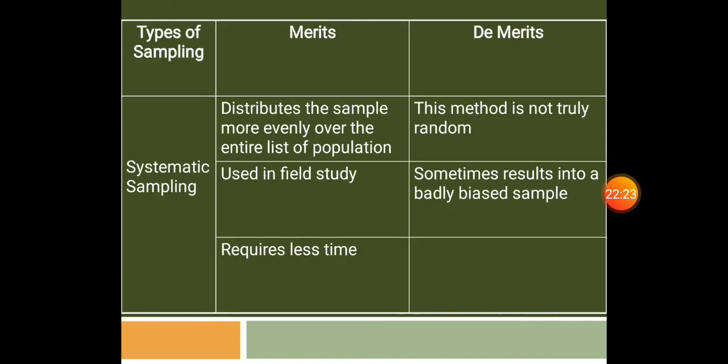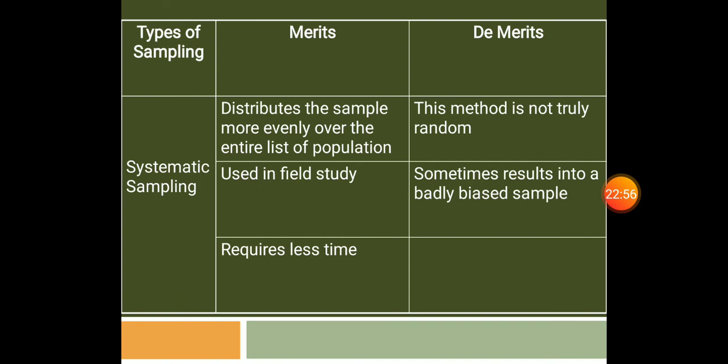The merits of the systematic sampling technique are that it distributes the sample more evenly over the entire population. The entire list of the units of the population is covered. We have seen that in our example itself. The third one is selected, then the 8th one, then the 13th one, till 29. We are selecting the units of the population into the sample with a particular fixed interval. Because of that, the systematic sampling technique can be applied in field studies where the population is heterogeneous.